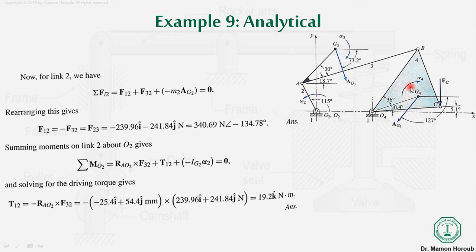So for that we start from this side, because over here we have the known force Fc. So we start from link 4, and then we move to link 3, and then we move to link 2 in order to find all the reaction forces in this problem, and also to calculate the torque that was applied to link 2.